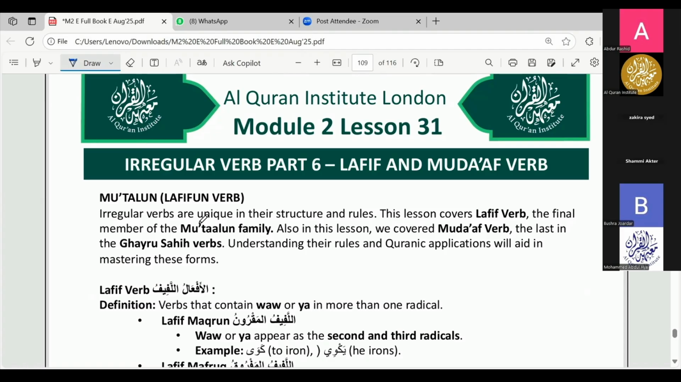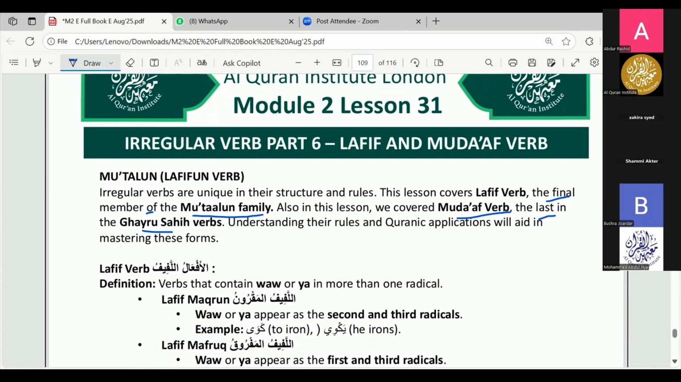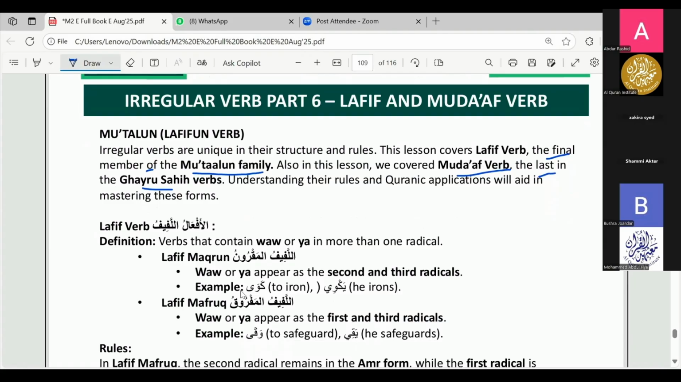So inshallah I'll be covering mu'talun lafifun verbs, which are the final member of the mu'talun family. And also in this lesson we'll be covering mudaf verbs, which are the last in ghayru sahih verbs. So first, let's look at lafif verbs. What is the definition of lafif?